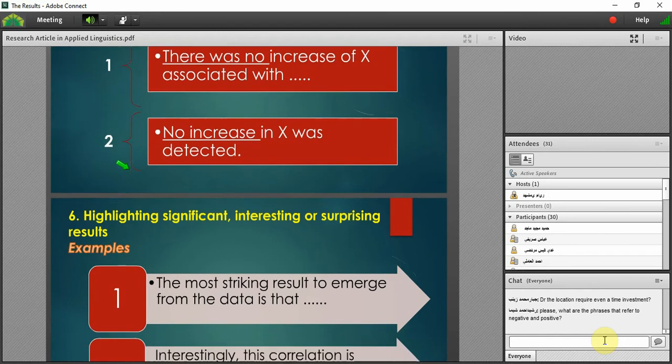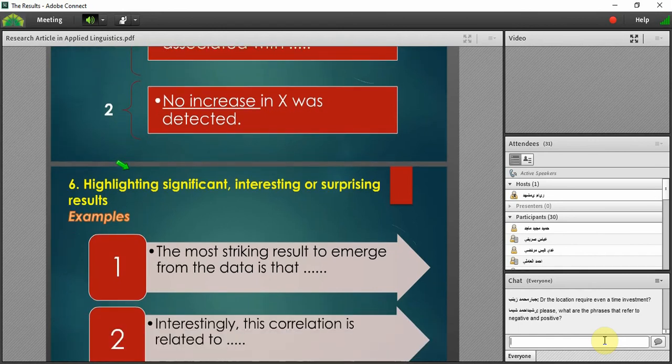Okay? Zainab, what do you mean? What does that mean, a time investment? Okay?